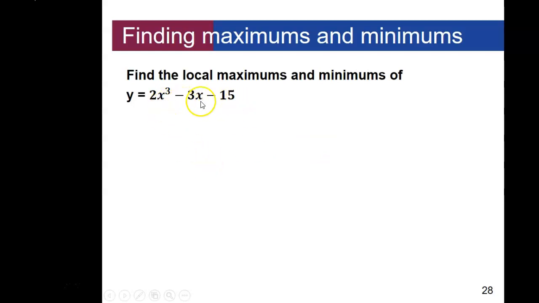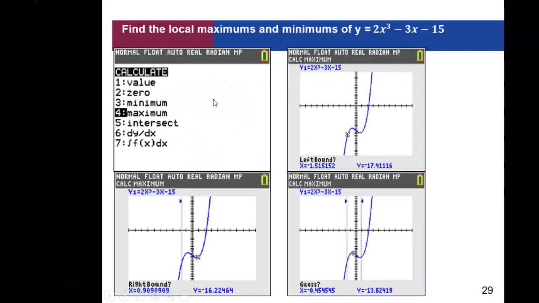Okay, the last thing that we want to look at here is finding local maximums and minimums. So we're going to put this in for y1 and find the maximums. So once we have that in for y1, we're going to choose, if we're looking at our graph here, this is a maximum, a local maximum, and this is a local minimum.